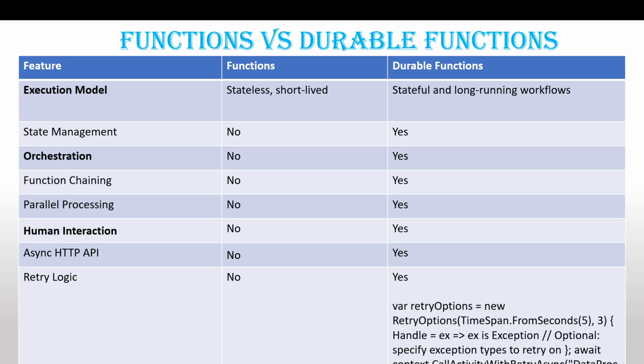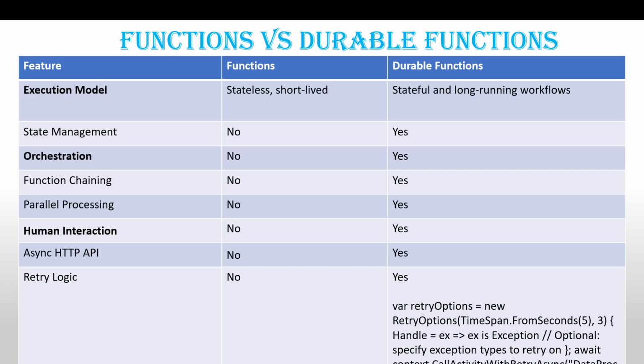Third point is orchestration. There is no support for orchestration in functions, but there is support for orchestration in durable functions. In fact, there is a separate function called the orchestration function in durable functions, which performs the state management. Orchestration means coordinating multiple functions. Function chaining means if you want to execute multiple functions in a specific order, and the output of one function is the input to the other function, that is called function chaining.